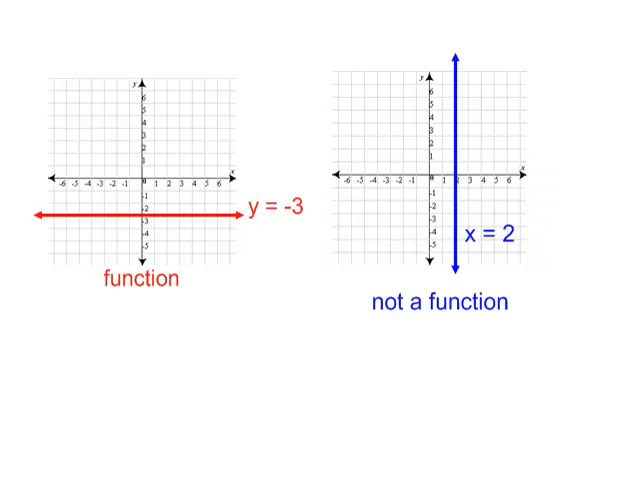And finally, let's talk about horizontal and vertical lines. Horizontal lines, y equals lines, those are functions. But vertical lines, which are x equal lines, in this case, when I get to x equals 2, I have not one, but I have many, many y's with it. It fails the vertical line test.